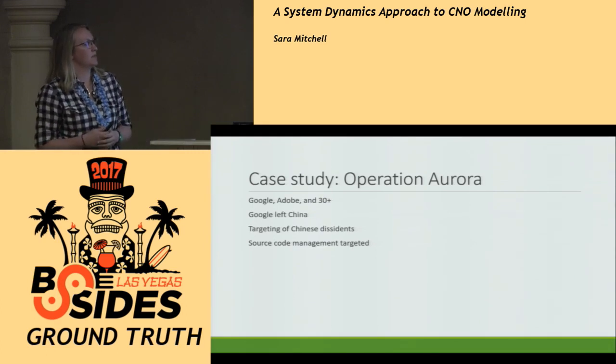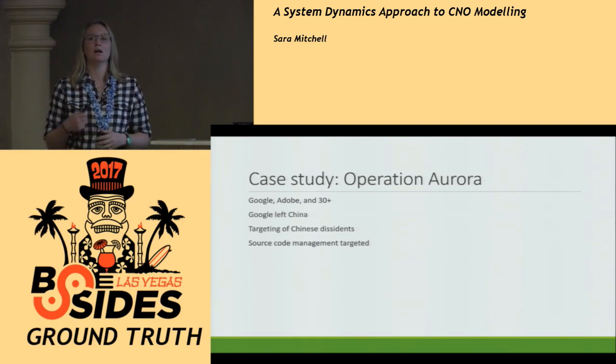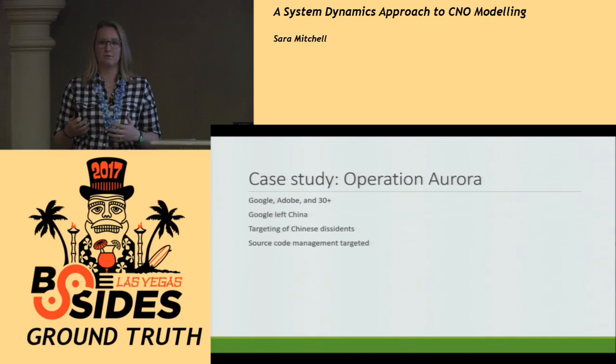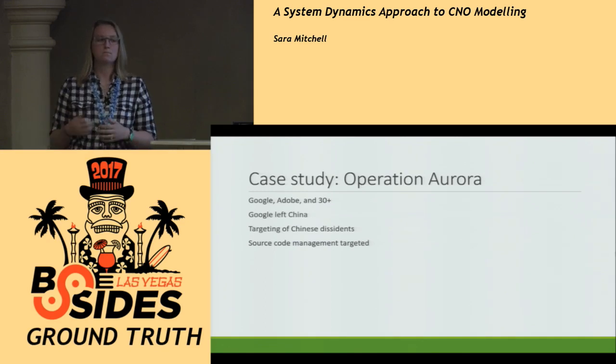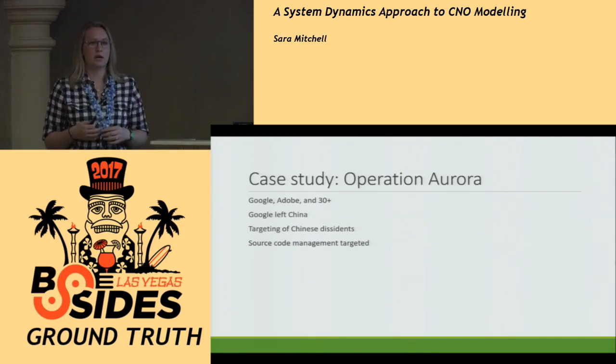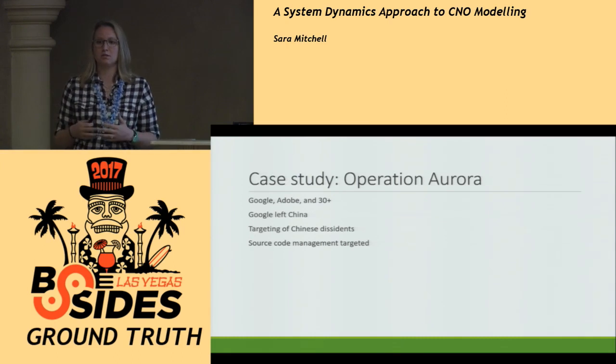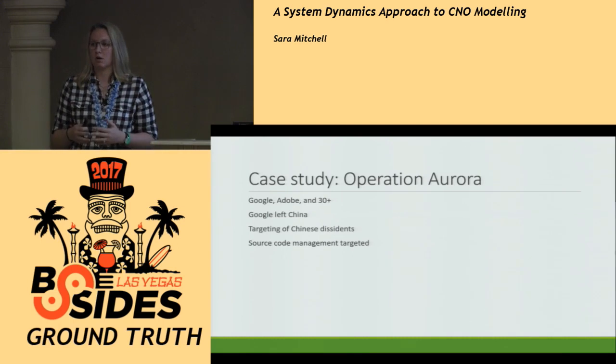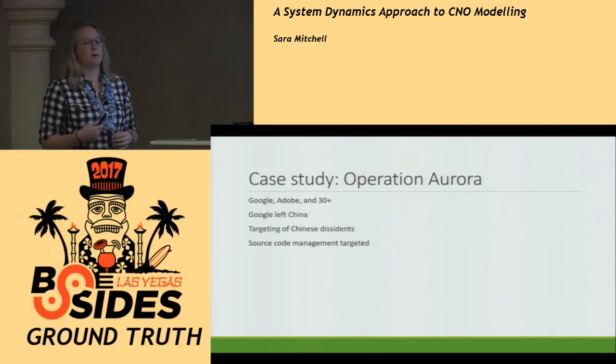Just to give you a recap, because it's been a while: Google, Adobe, and 30 other companies were compromised by what is attributed with high confidence to APT1. As a result, Google left China for a time, especially their R&D side, because of this CNO. Chinese dissidents were targeted via Gmail and Google services, and source code management was also targeted.